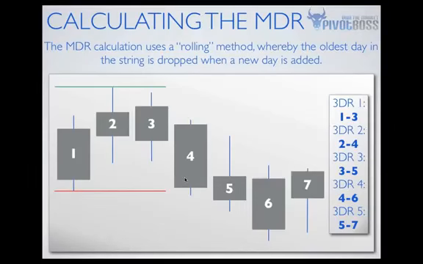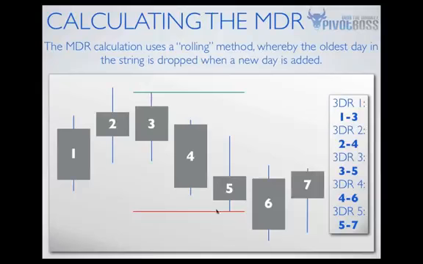That is your 3-day range. Now, when day 4 begins to trade and is finished trading, we then drop the first day in the string and add the newest day. So we drop day 1, and then we add day 4. That gives you the highest high and the lowest low over that 3-day period. That is your new 3-day range. And then we go to the next one. Day 5 is finished trading. We drop day 2, add day 5. We have a new 3-day range. And so on and so forth.